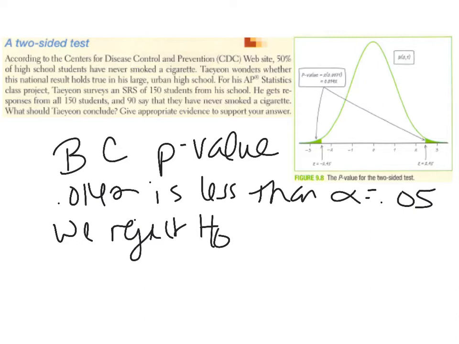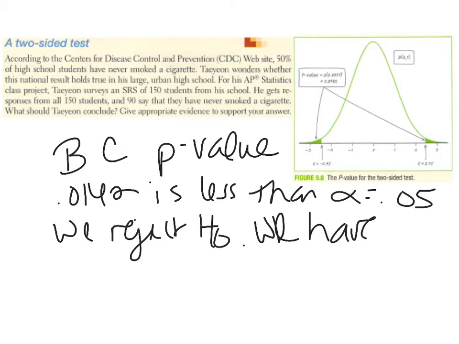This time, I say that we have convincing evidence, and then we go ahead and we put all of our context in here. We have convincing evidence that the proportion of all students at Tayons High School who would say that they have never smoked a cigarette differs from the national proportion or the national result of 0.5. It's a lot of context, and you need to put it all in there.